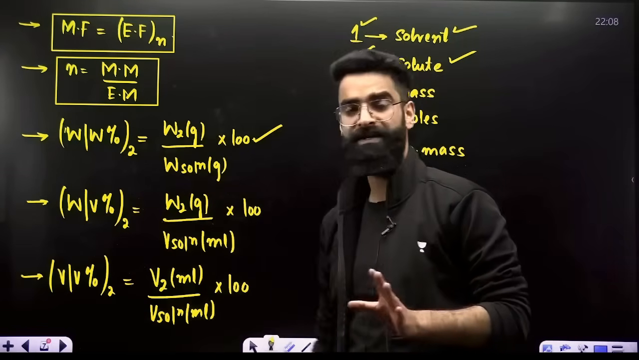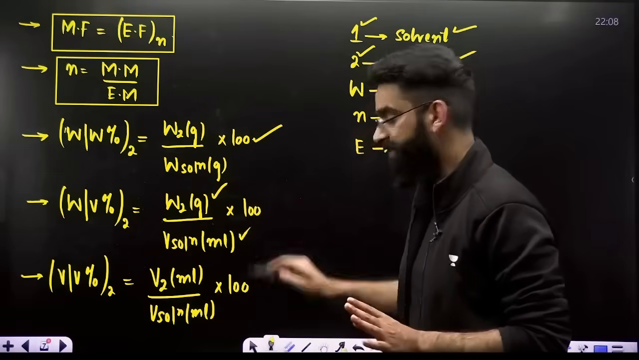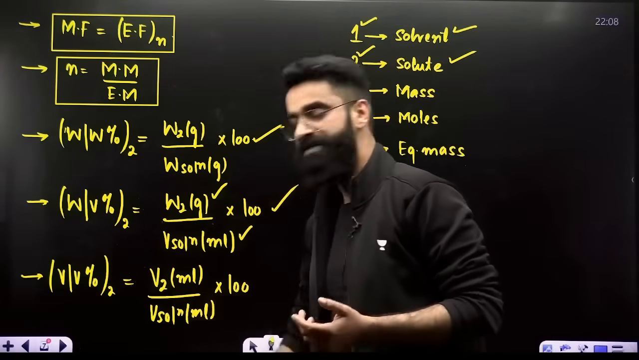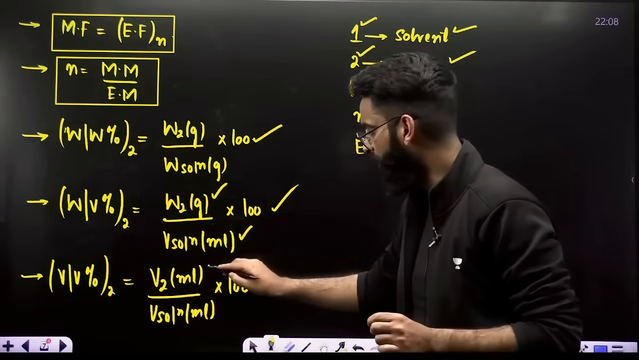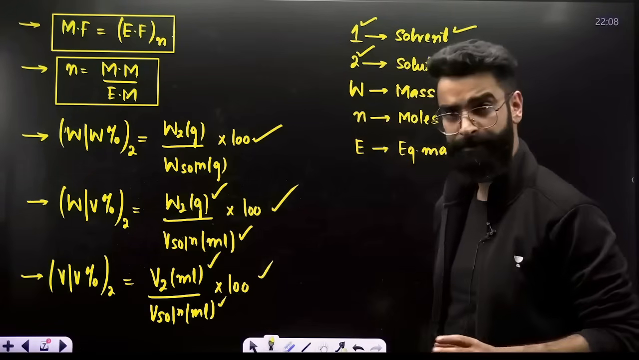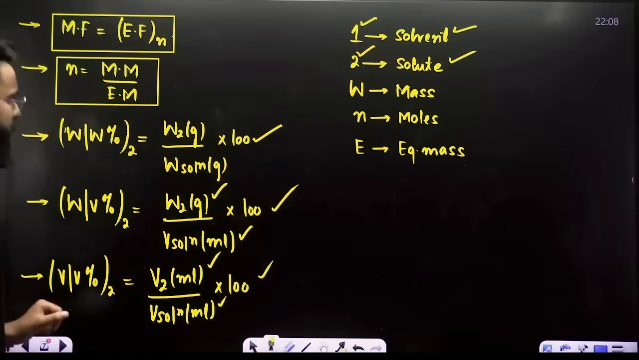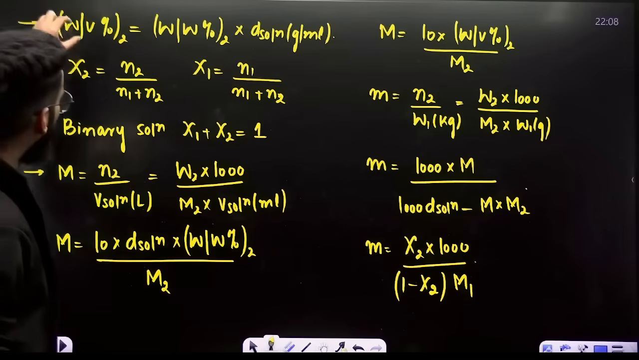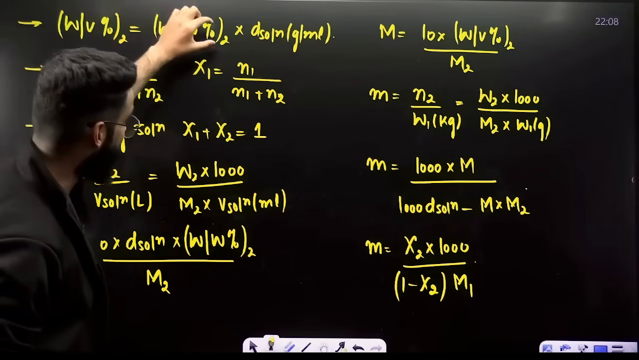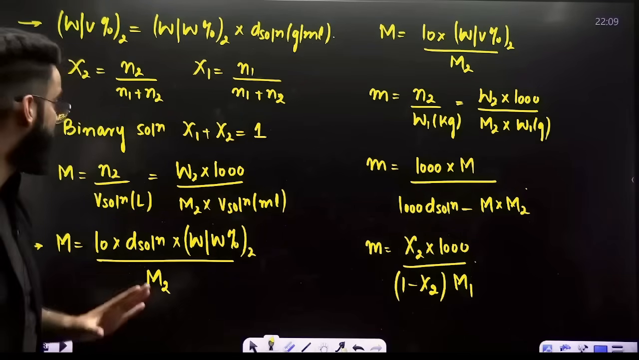Weight by volume percentage of solute is equal to mass of solute in grams divided by volume of solution in ml multiplied by 100. Similarly, volume by volume percentage of solute is always equal to volume of solute in ml divided by volume of solution in ml multiplied by 100. These are some basic results. My dear students, there are a few more results which you need to know. Weight by volume percentage of solute is always equal to weight by weight percentage of solute multiplied by density of solution in grams per ml, right?